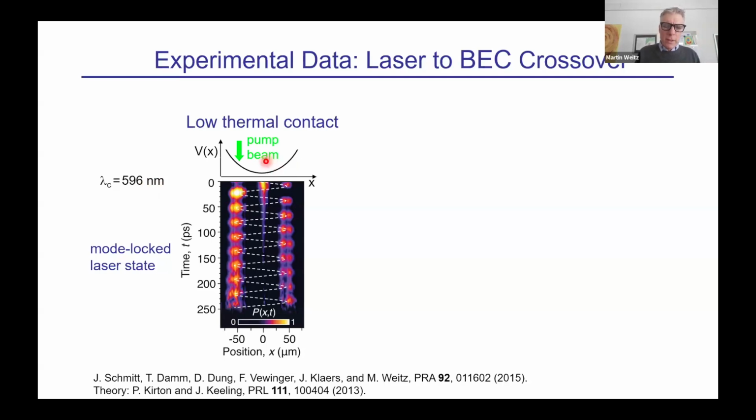To remove the initial state further from the equilibrium state, we didn't pump in the center of the trapping potential imprinted by the mirror curvature, but more on the side. And what you see then is that the light oscillates back and forth in the trapping potential with time. So this is a highly non-equilibrium lasing-like state, in this case, a mode-locked lasing state.